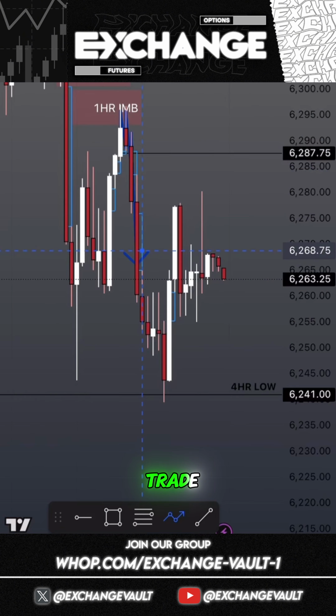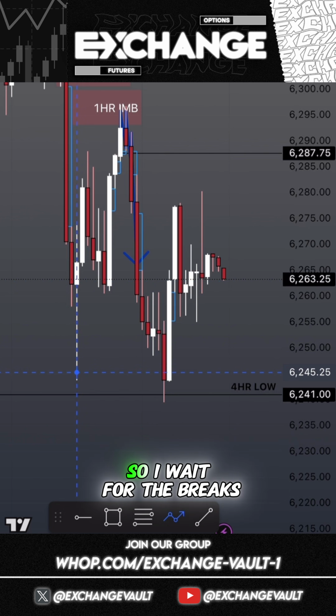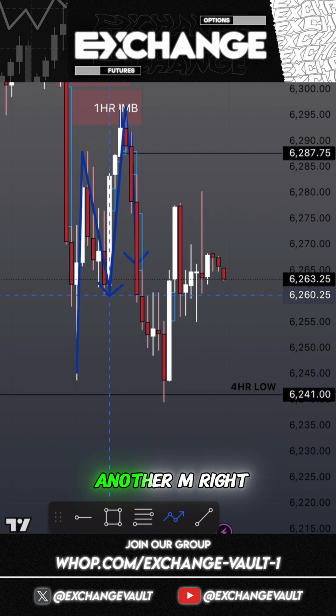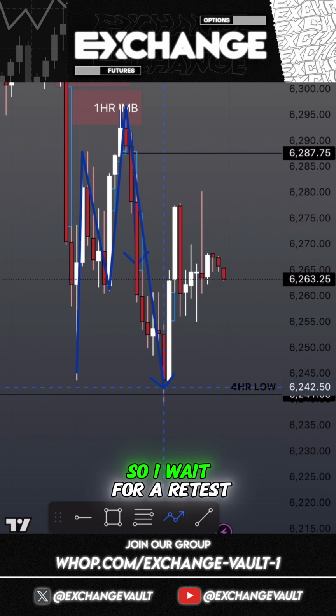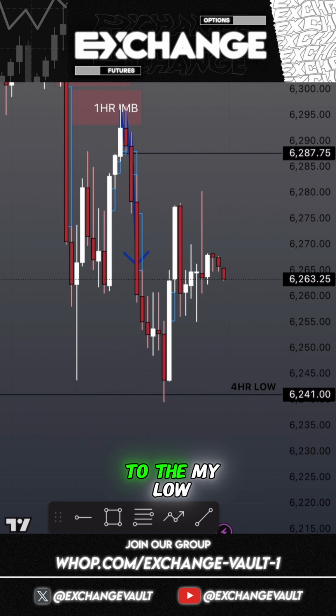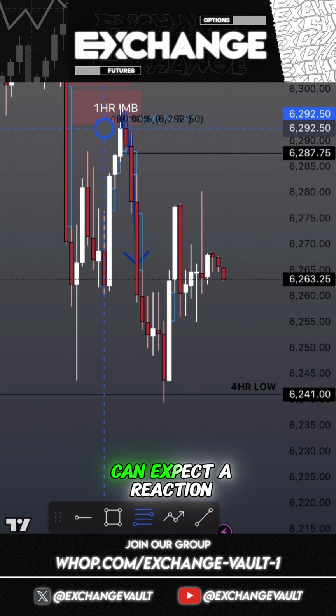So I'm gonna go over the trade, same exact strategy I use, right? So I wait for the breaks, right? I wait for the buy to sell, as you guys can see here, another M, right? We broke the low there, so I wait for a retest, form the order block, form the imbalance, grab my fibs from the high to my low, so I can see where we can expect a reaction.